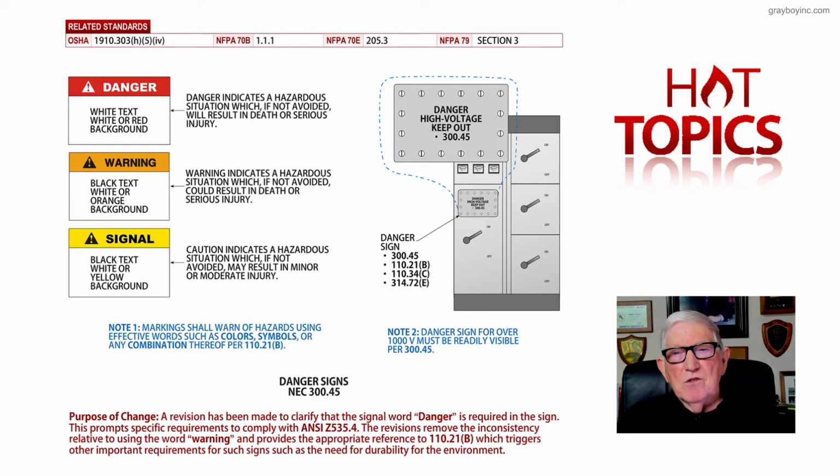And then other danger signs that you may see is 110.21(B), that's 1,000 volts or less. 110.34(C), over 1,000 volts. Any pull box, junction box, splice, tap areas, 314.72 is an example. And then, in 250.21(C), where you have an ungrounded system, you've got to warn the user on a label that this system's ungrounded.